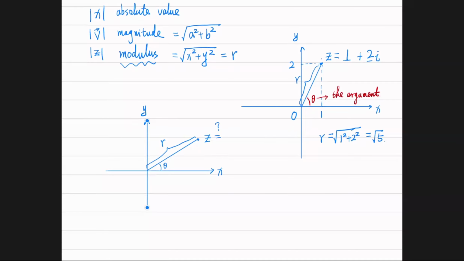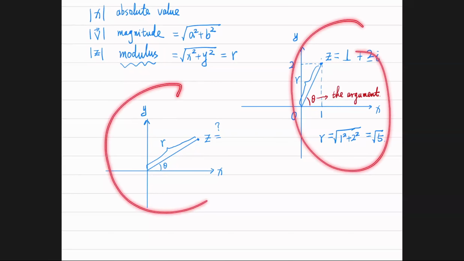Teacher, if r is root 5 and you use root 5 to divide by 2, you will get a number that is bigger than 1. So there will be no real values for theta. Okay, so forget about this one. We move to the general case.